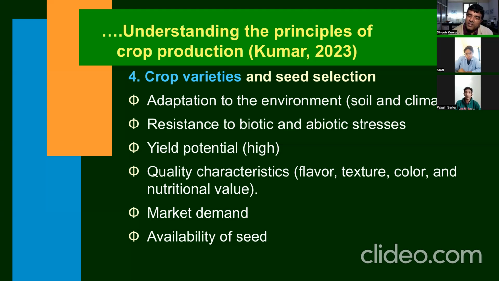So you know about biotic stresses and abiotic stresses now. Abiotic stresses are due to non-living causes. So we should choose the varieties which have the capability to resist biotic and abiotic stresses. Biotic means insect pest and disease resistance, and abiotic means resistance to, in some cases, salinity, drought, waterlogging, adverse temperature, low temperature, high temperature, etc. And then the variety should have high yield potential.